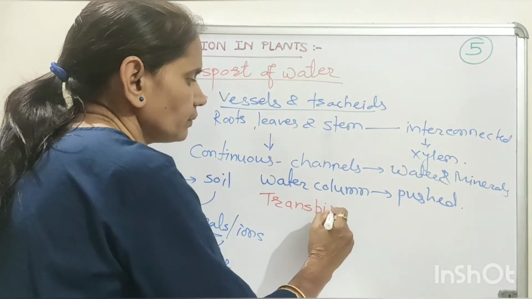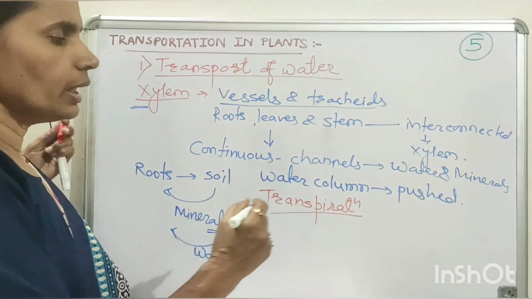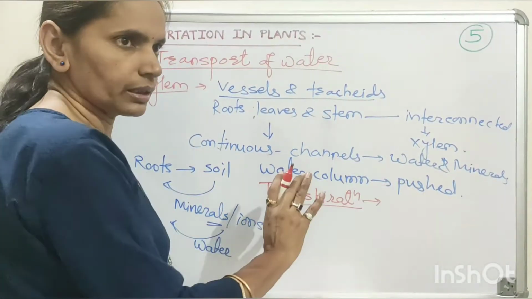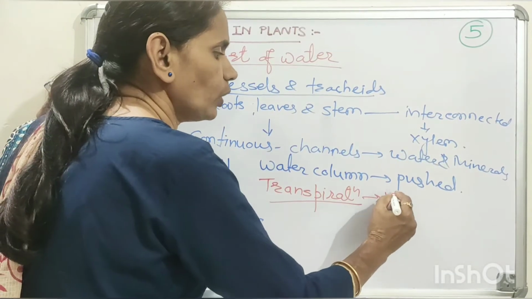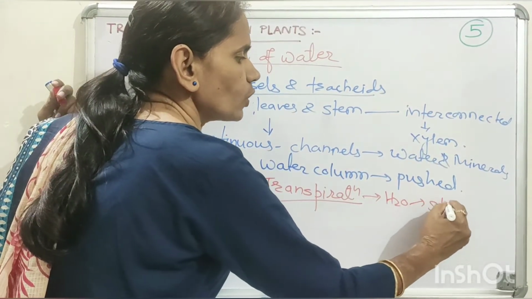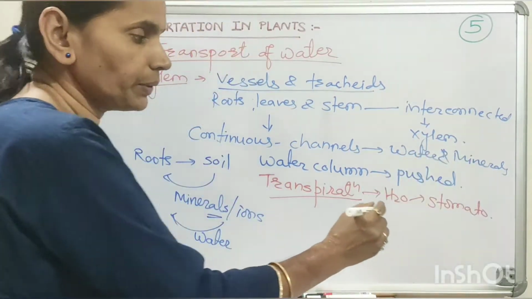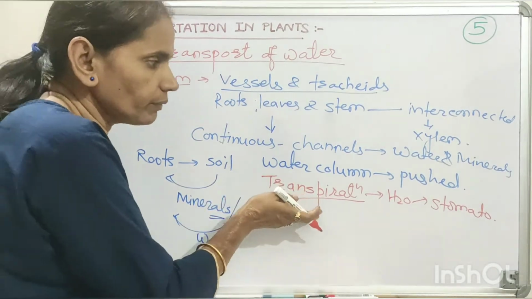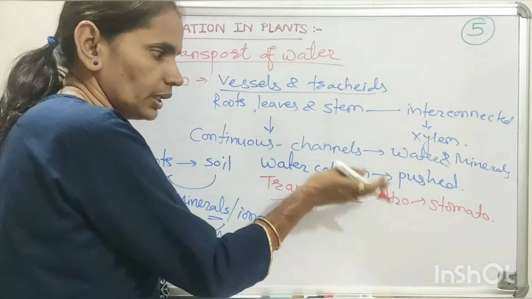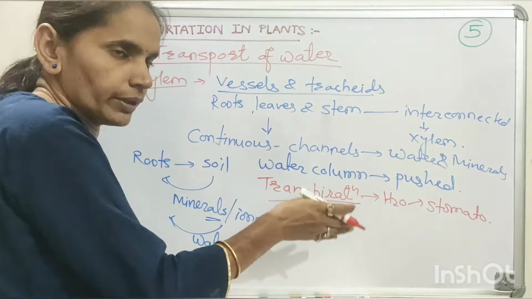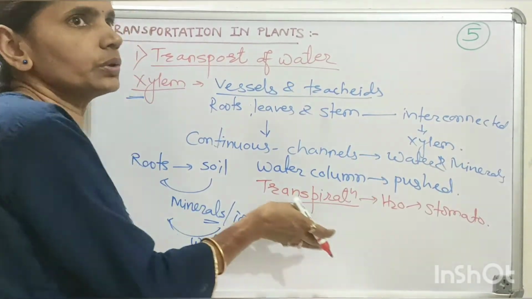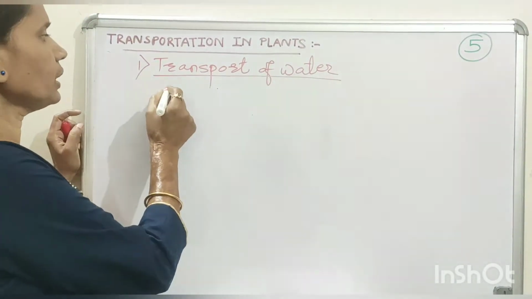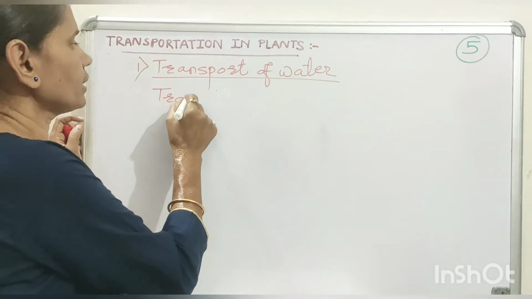Now what is transpiration? It is the evaporation of water vapors from the aerial parts of the plant. Now how does it happen? The water molecules are released from the stomata. Now what happens? Because of this transpiration, the water column moves. So whatever the water is given up from the leaves, that is replaced by the water through the xylem in the leaves. So the additional strategy in the transport of water is the transpiration.